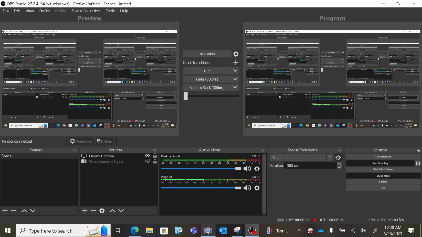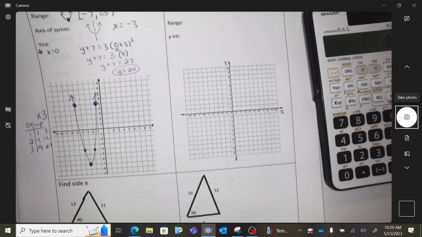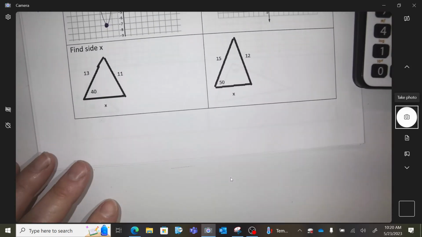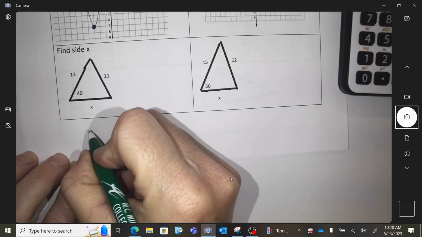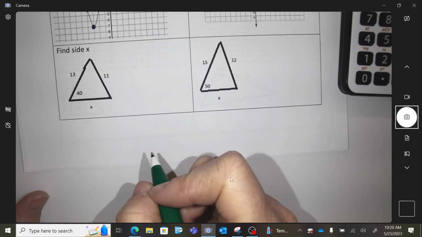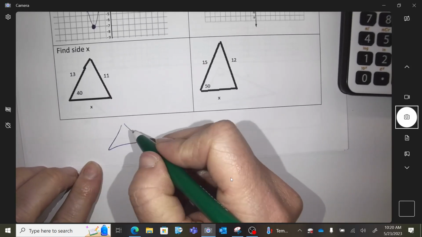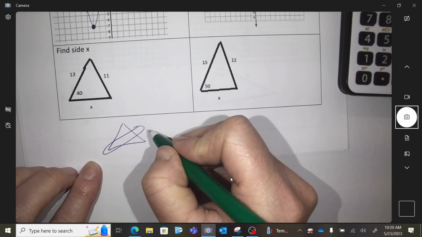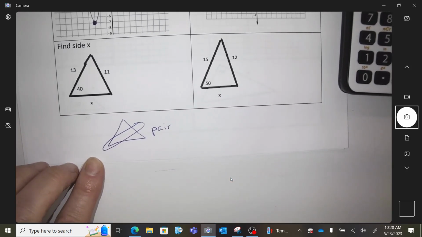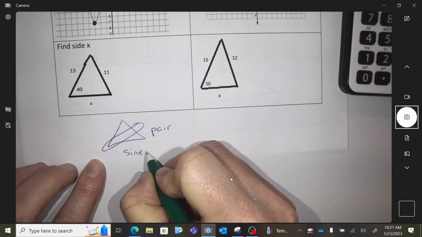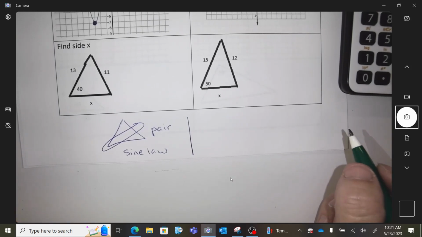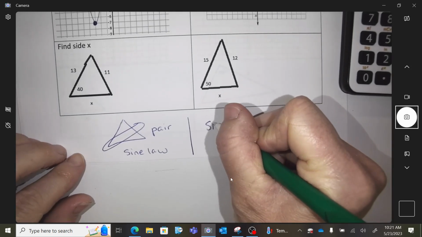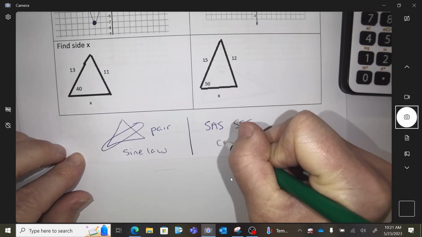Number 2. Trig. So this was the very first unit that we did. How do you know if you use sine law or cosine law? Do you remember the rules? If you have a pair, you use sine law, right? And if you have either a SAS or triple S, you use cosine law. Do you remember those ones? SAS or triple S, that means cosine.